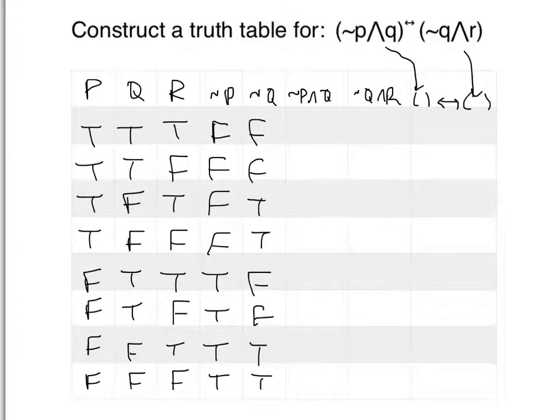As you can see, I filled them in. Not P is just the opposite of P, so it's 4 false and 4 true. Not Q is just the opposite of Q, so it's 2 false and 2 true. Now that we have that, we can take a look at not P and Q.